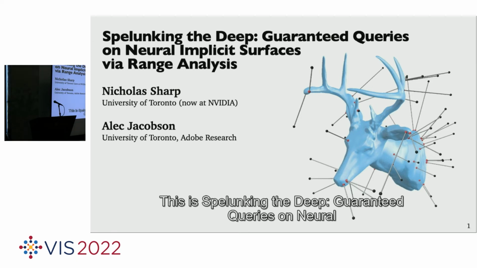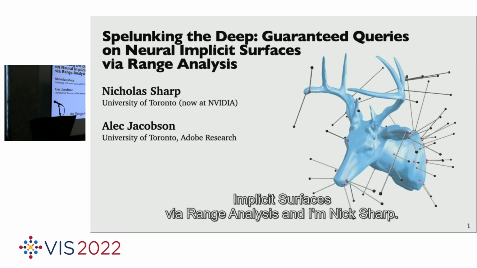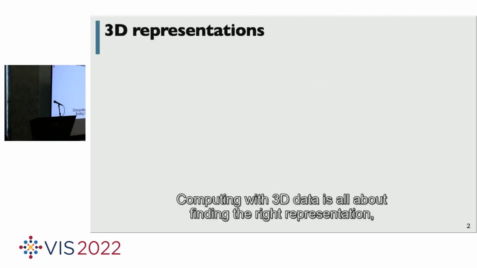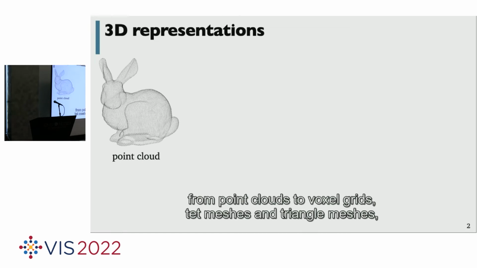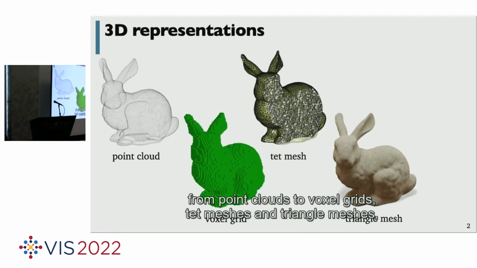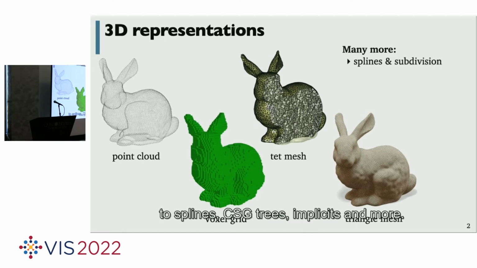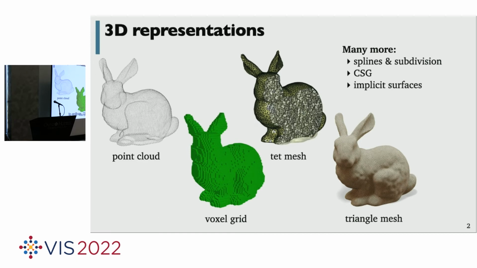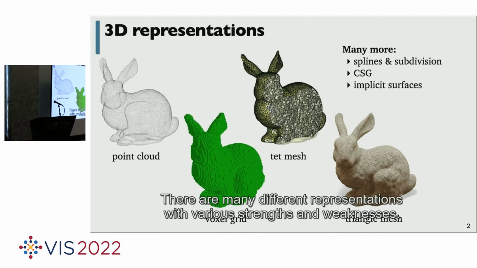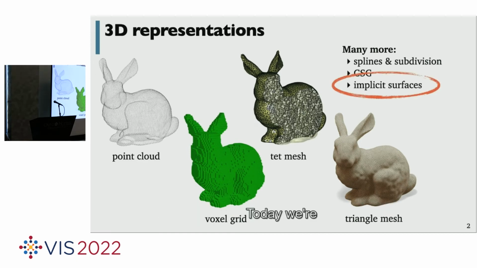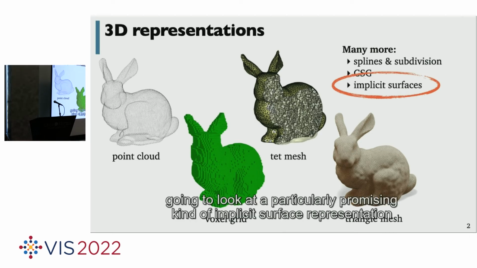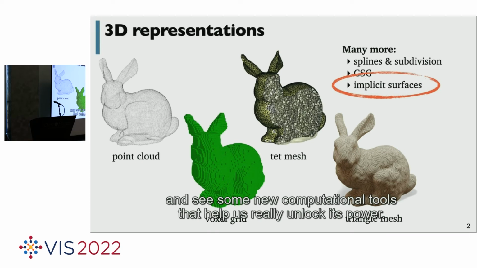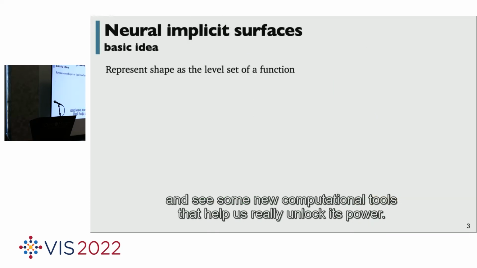This is Spelunking the Deep: guaranteed queries on neural implicit surfaces via range analysis, and I'm Nick Sharp. Computing with 3D data is all about finding the right representation, from point clouds to voxel grids, tet meshes and triangle meshes, to splines, CSG trees, and implicits, and more. There are many different representations with various strengths and weaknesses. Today, we're going to look at a particularly promising kind of implicit surface representation and see some new computational tools that help us really unlock its power.